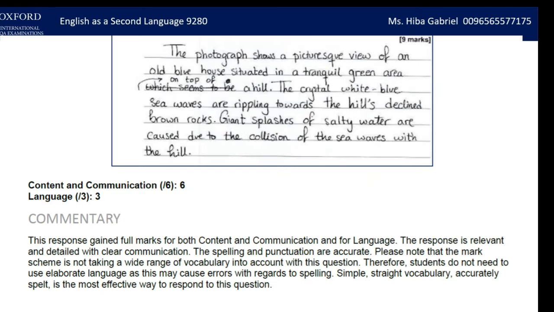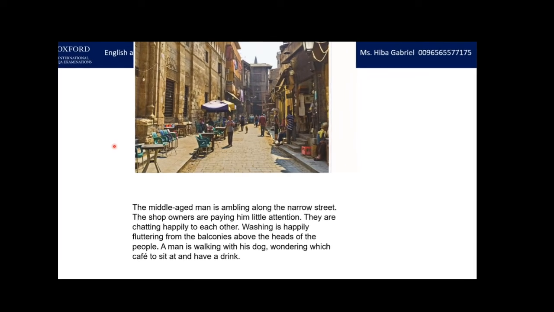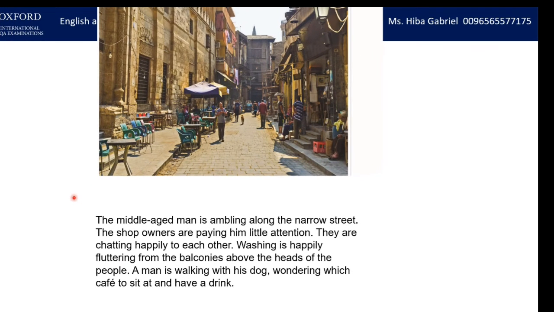As you can see, this example is more sophisticated in terms of language, and there are barely any mistakes in punctuation and spelling. The examiner awarded this response 9 out of 9 marks, 6 marks for communication, and 3 marks for language. So the examiners keep on repeating that you don't have to use sophisticated and ambitious vocabulary. Keep it simple, make sure the spelling is accurate, and then you get 9 out of 9.